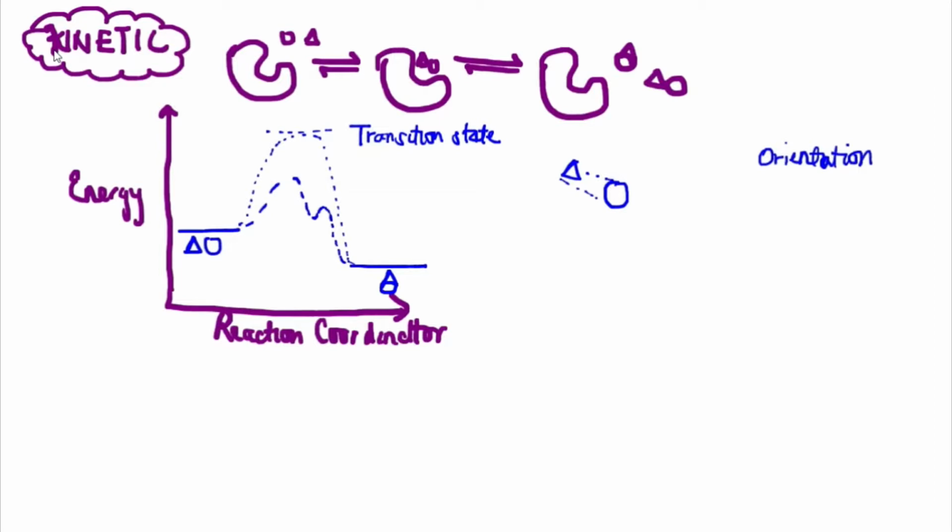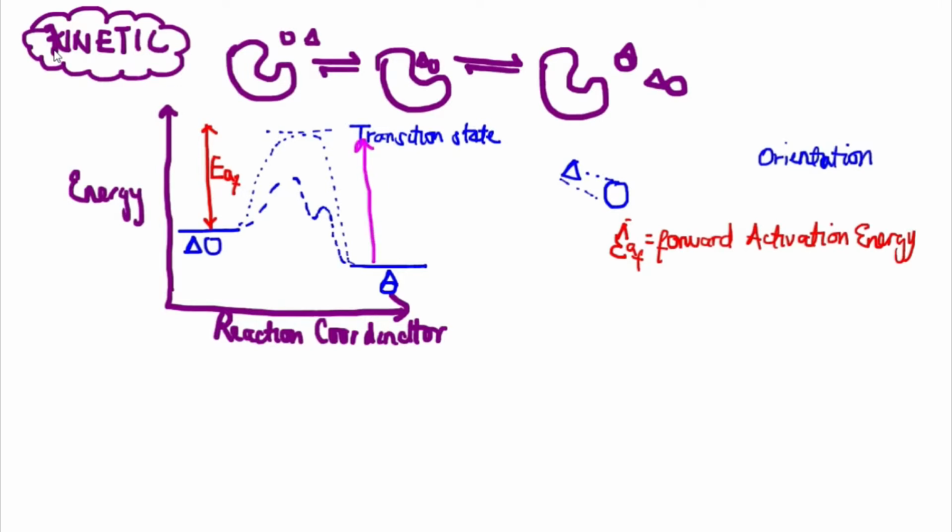Now first off, the energy between the transition state and the reactant, moving from left to right, is called the activation energy. I'll just put F right there, and the activation energy, which is EAF, is in the forward direction, and that leads to the right product that is favorable in this particular reaction between triangle and circle, while on the other hand we have a case where it's not so favorable in the forward direction.